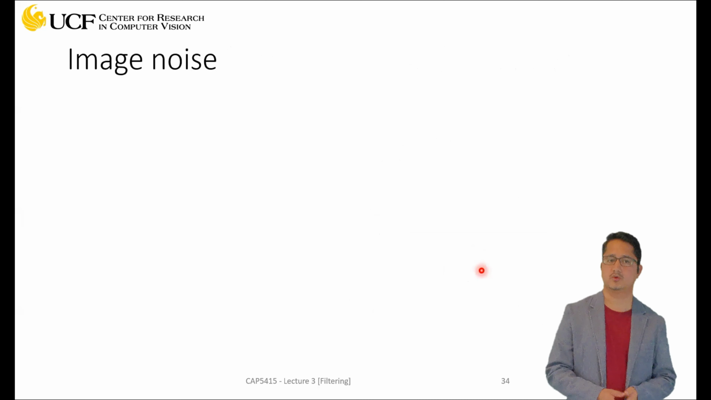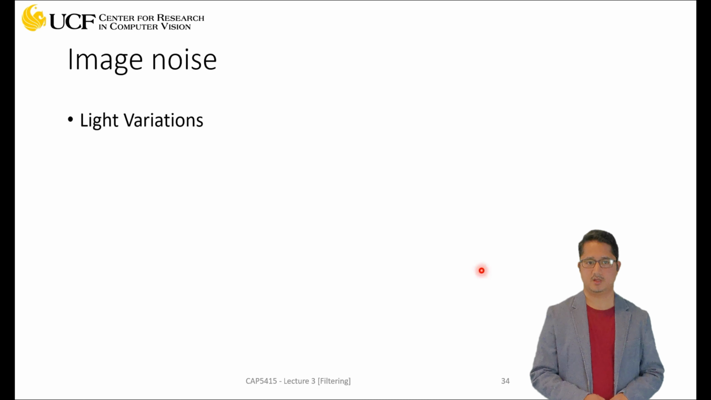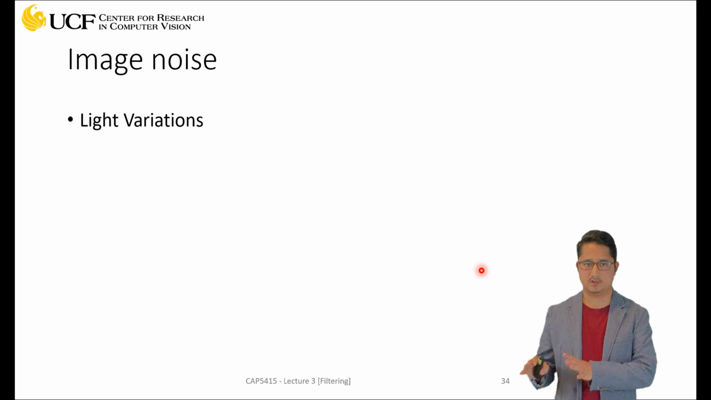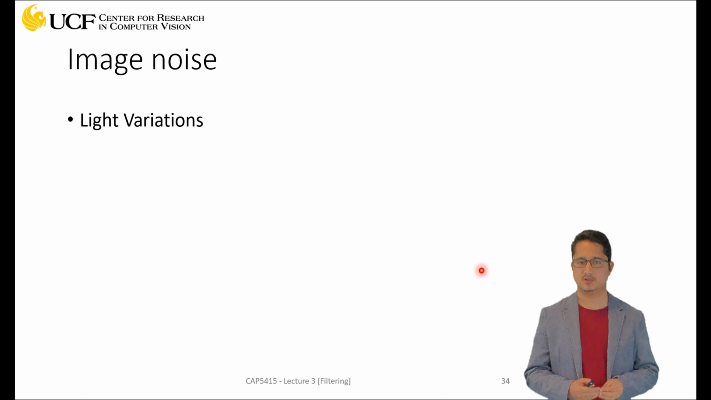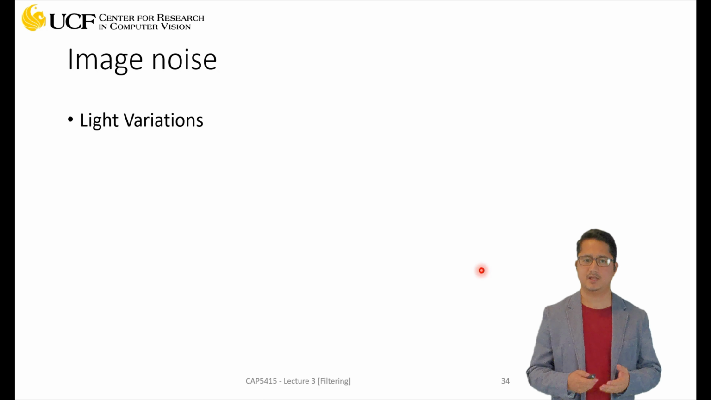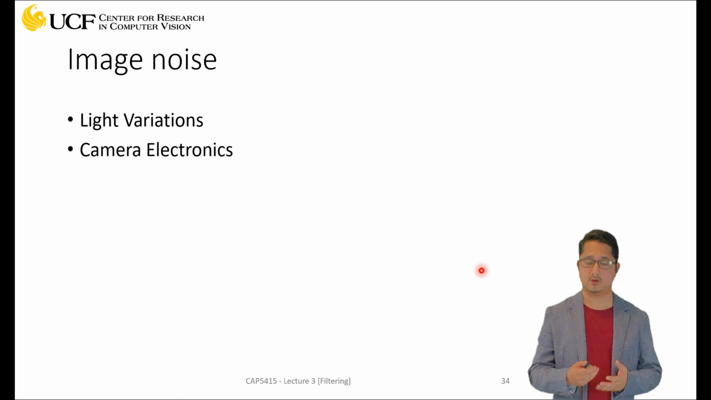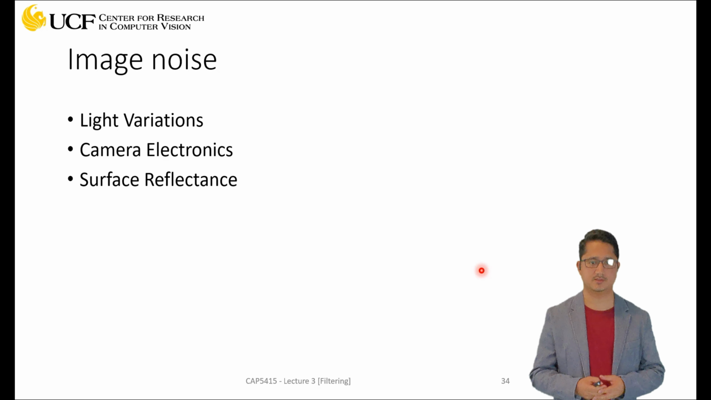Now let's talk about what image noise is. Before trying to understand what image noise is, why do we see noise in images? There are a lot of reasons for that. We can have light variations. We can have noise due to camera electronics, how it was captured. There might be some fault in the hardware used for taking that photograph, the sensors or the lens.